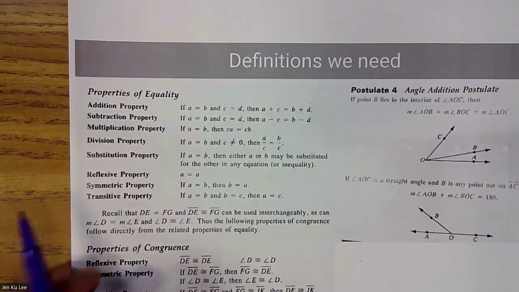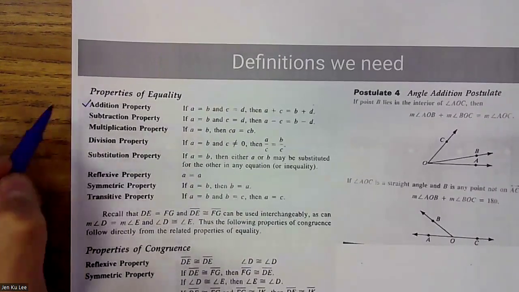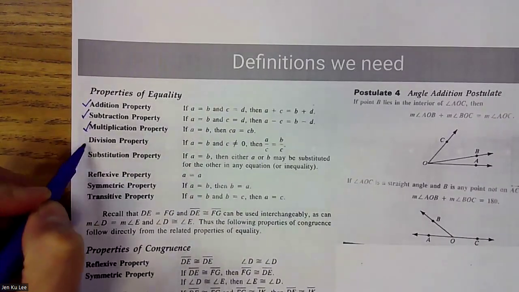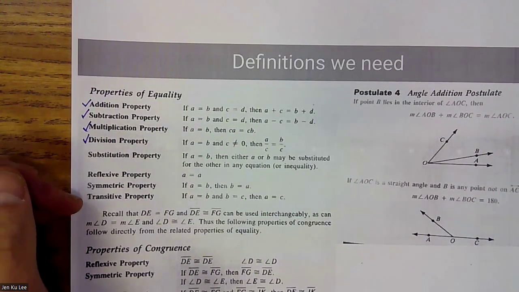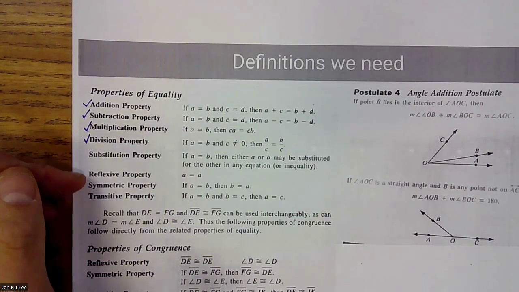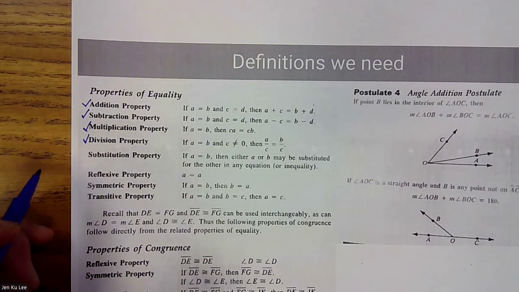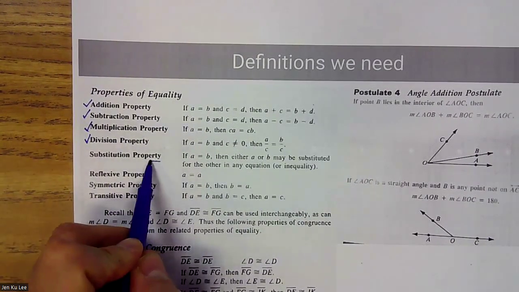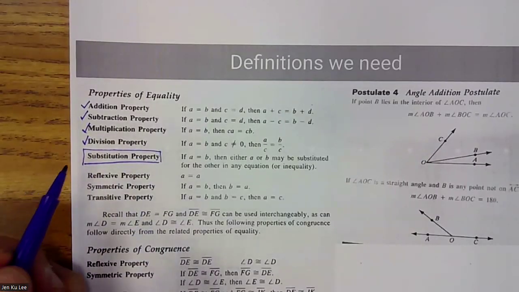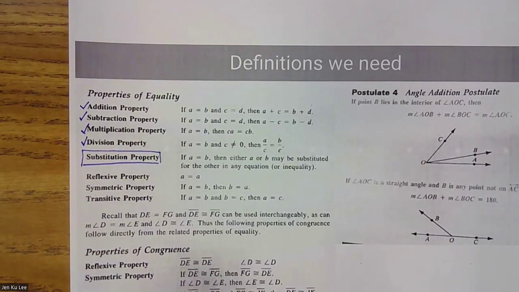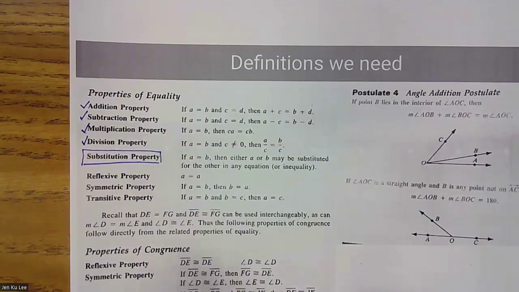If you're adding, subtracting, multiplying, or dividing, you just have to state that it's that property, that we're adding, subtracting, multiplying, or dividing. If you are substituting something, like let's say x equals 5, and you're substituting 5 in for x in the equation, that is a property.